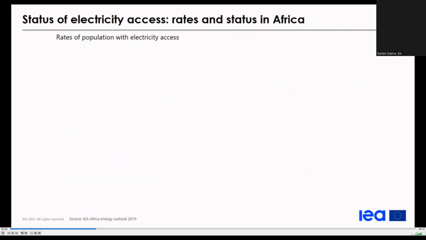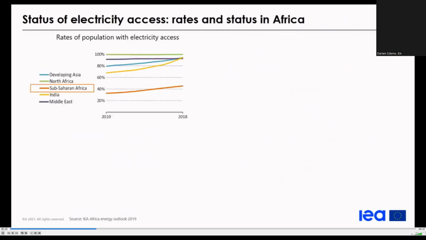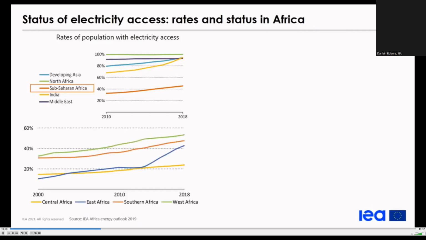So we can have a look at electrification rate in the world, and this is the other side of those numbers on number of people with or without electricity. You would see here that Sub-Saharan Africa rate for population with access is today at around 45%, reflecting the 600 million people without electricity access.